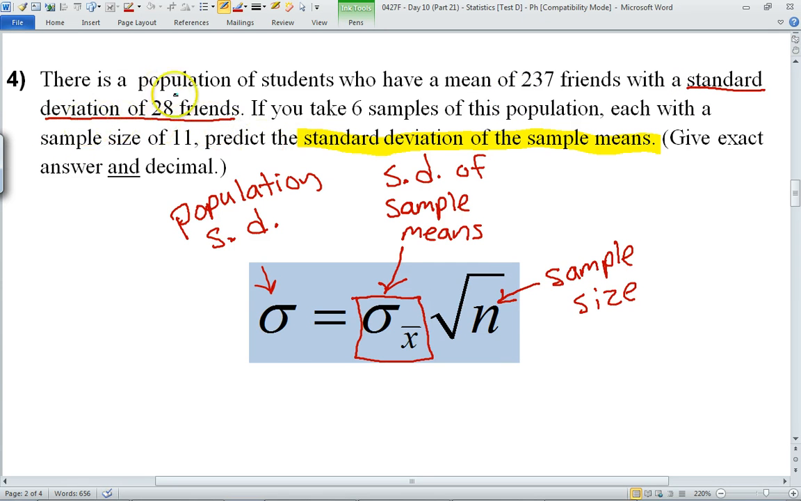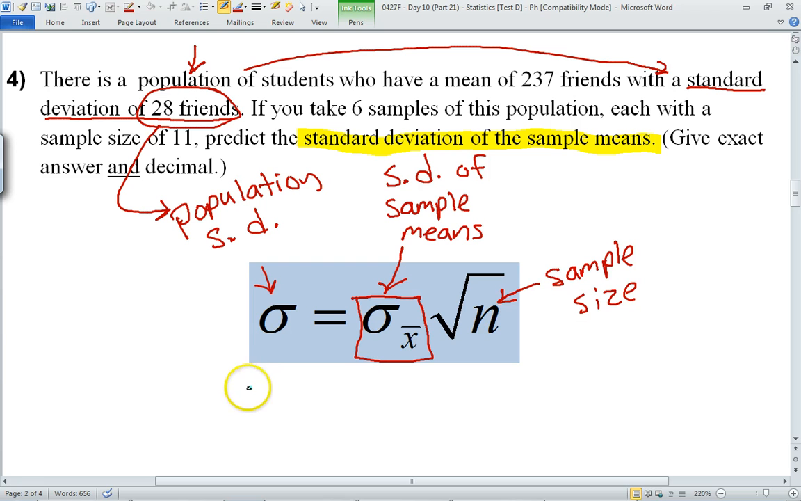Now this standard deviation, is this the population standard deviation or the sample? Well, later we're being asked for the standard deviation of the sample means. So this is the standard deviation of the population. It says so right here. The population with a standard deviation of 28. So this is the population standard deviation. So I can put that right here in this formula. 28 is the population standard deviation.